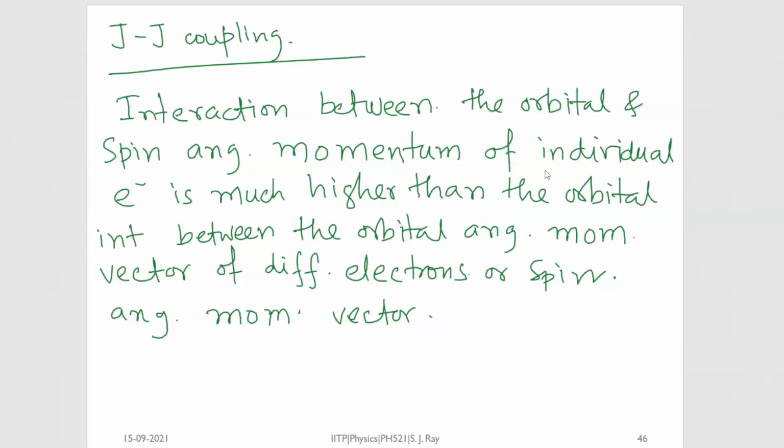So now we'll talk about JJ coupling. You are probably familiar with this already. What happens here is that the interaction between the orbital and spin angular momentum of individual electrons is much higher than the interaction between the orbital angular momentum vectors of different electrons or the spin angular momentum vectors. Okay, I hope the statement is quite clear.